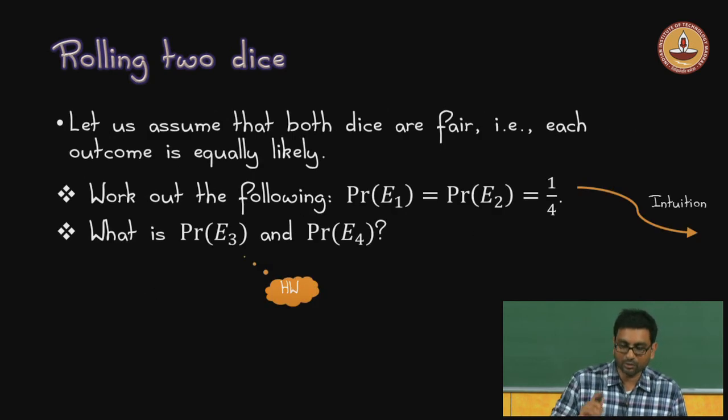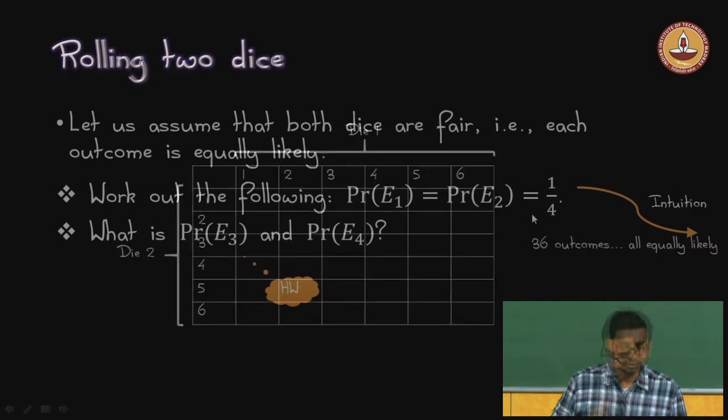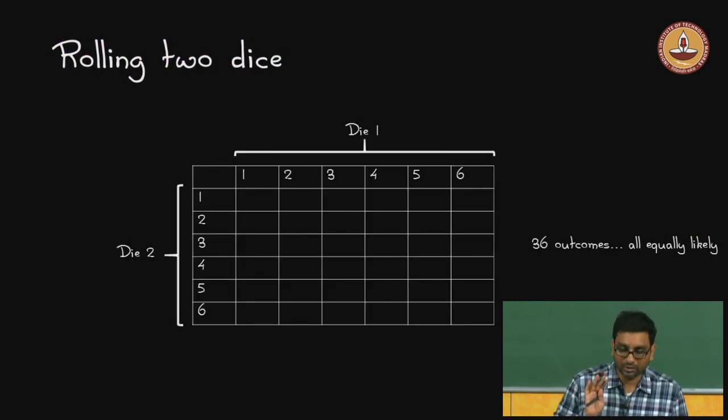So, what we are going to do now is argue that the probability of E1 and the probability of E2 are both 1/4. Intuitively it should already make sense to you, but we will just work through it carefully. You can similarly work out E3 and E4. So, here is how we are going to work this out. We have two dice, die 1 and die 2, that are going to be rolled, right. And so there are a total of 36 outcomes.